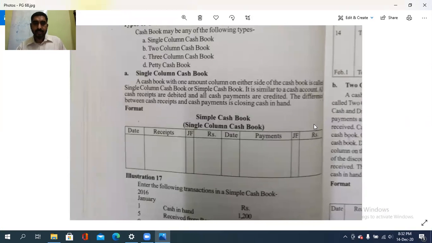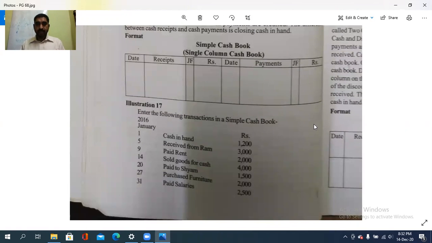So this is the format with regard to a cash book, a single column cash book. The date is on the left hand side, the debit side, and the right hand side is the payment side. Debit in the sense the receipt side. That is date, receipt, journal folio, the amount column on the debit side or the receipt side, and the date, payment, journal folio, amount on the right hand side. Then enter the following transactions in a simple cash book: cash in hand 1200, received from Ram 3000, paid rent 2000, sold goods for cash 4000, paid to Shyam 1500, purchased furniture 2000, paid salary 2500.